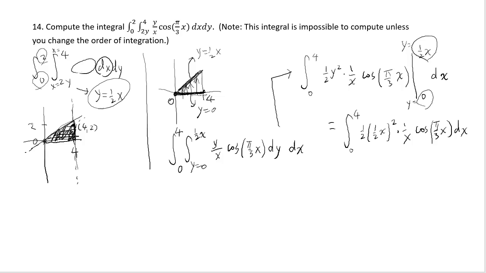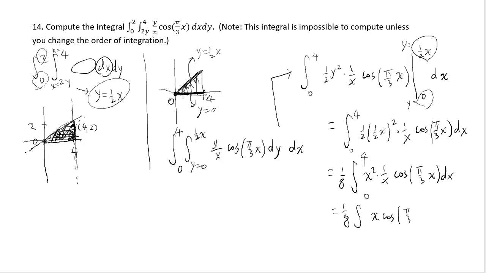And then when you plug in 0, when y is 0, it's 0, so you don't have to subtract anything. If this was something else, then you have to subtract. It gets more complicated. Alright, so now let's see, 1/2 squared is 1/4, 1/4 times 1/2 is 1/8. Let's bring that outside the integral, so that we have x squared times 1 over x times cosine pi over 3 x dx from 0 to 4, and then 1 over 8. x squared divided by x is just x, right? And cosine pi over 3x dx from 0 to 4.